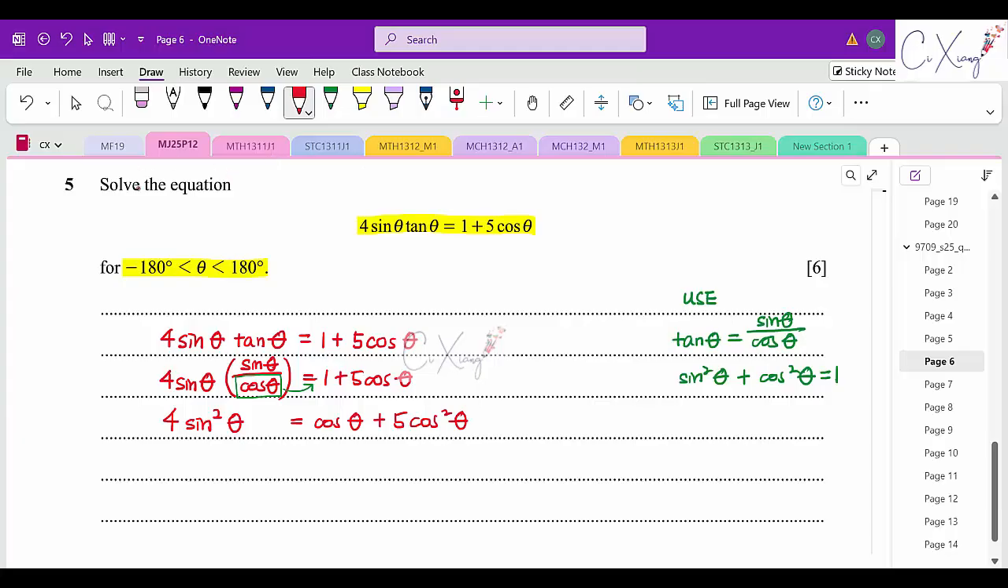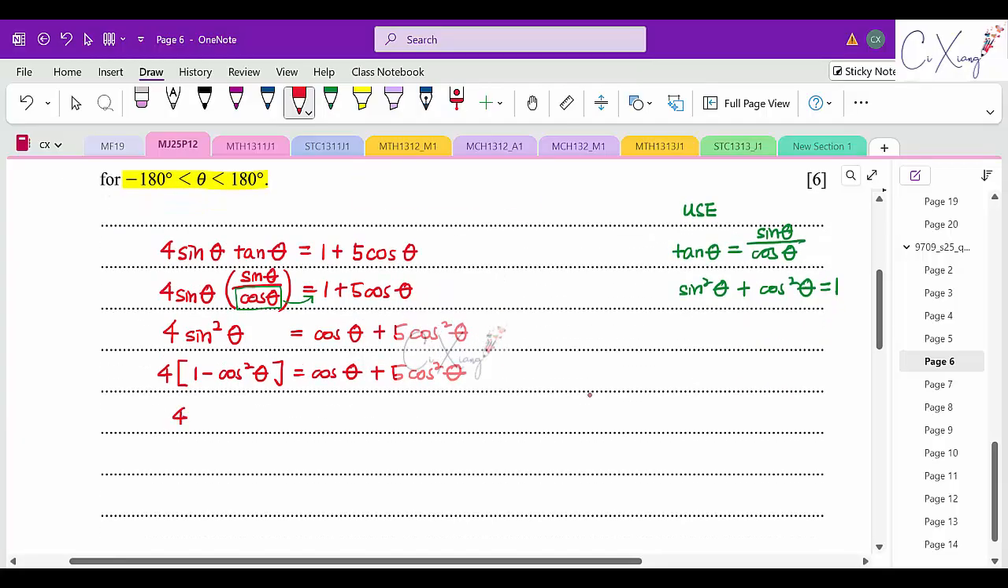Okay, so if you have a look at this equation now, I'm having only 2 types of trigo function. The first one is cos and another one is sine. And how can I change everything to sine or everything to cos? I think we can do it by using this identity. I can replace the sine square by 1 minus cos square theta. So I try to substitute it. I will be substituting sine square equals 1 minus cos square theta, then equals cos theta plus 5 cos square theta. And simplify it.